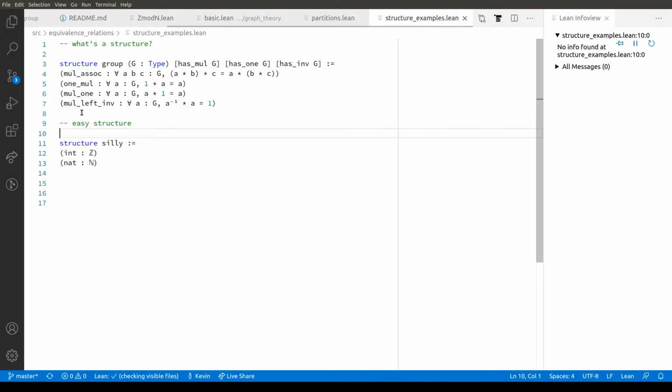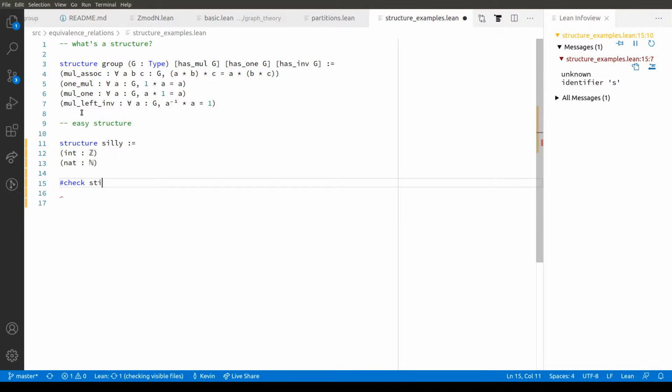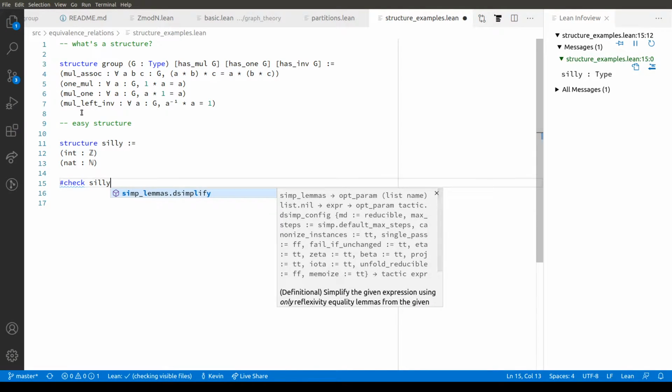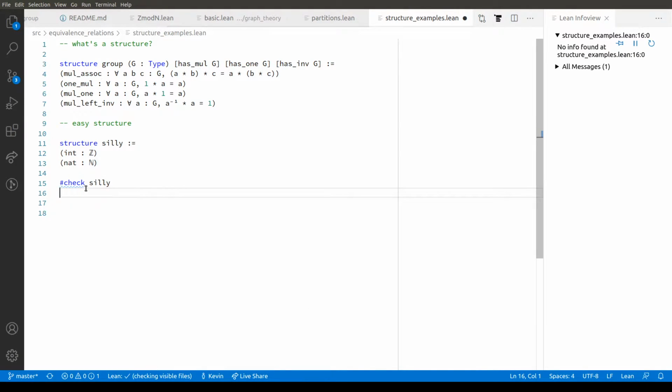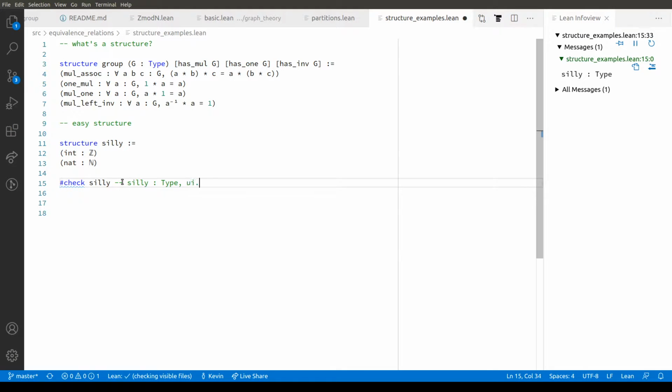Here's an easy structure, and it's called silly. To make a term of type silly, we could check silly. It's going to be a type, I suspect. There you go. Silly is a type, as we see on the right there. And now, how do I make a term of type silly? So silly is a type.